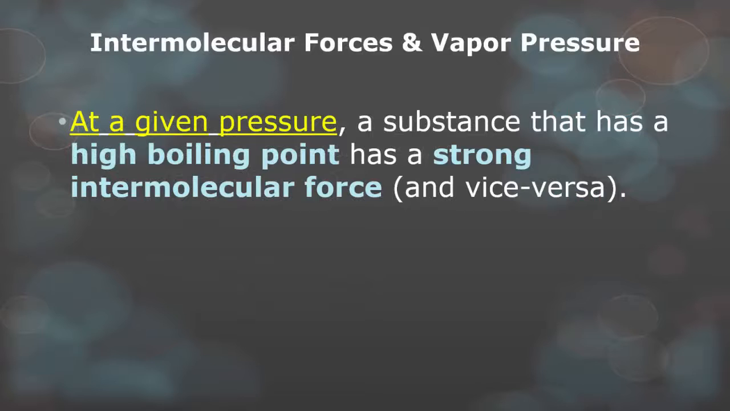So when we talk about intermolecular forces and vapor pressure, at a given pressure, a substance that has a high boiling point has a strong intermolecular force. So that's just like, when you look at table H, look at the thing that has got the highest boiling point. That means it has the most intermolecular forces.